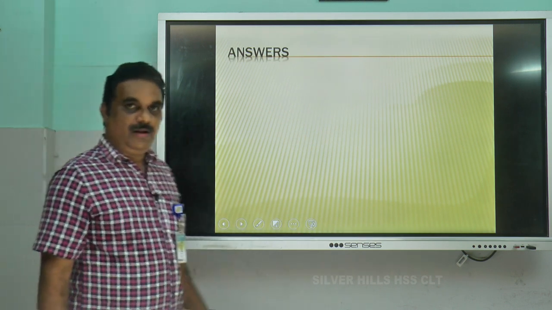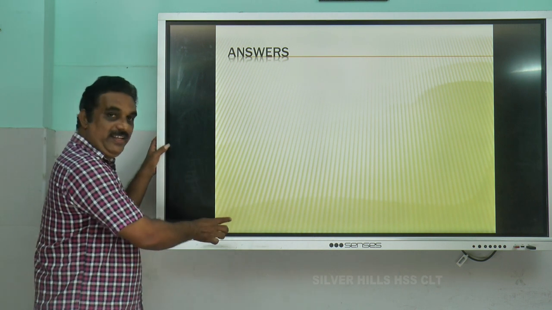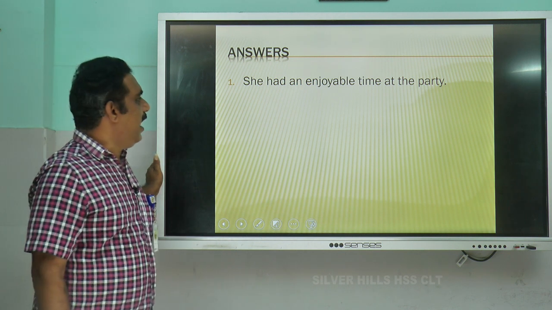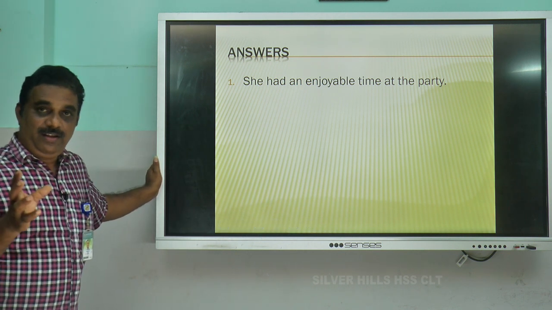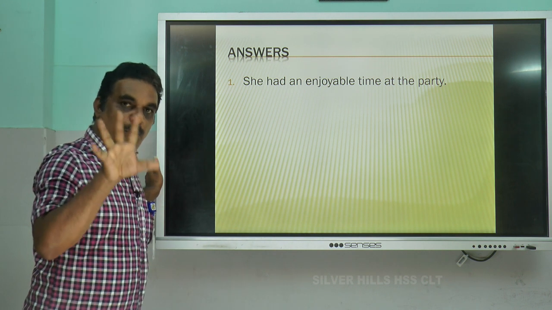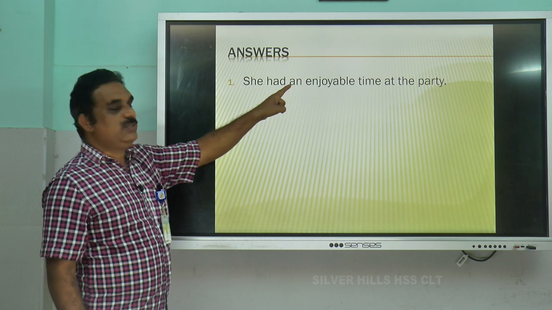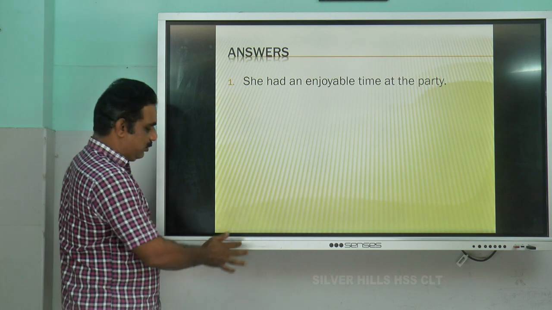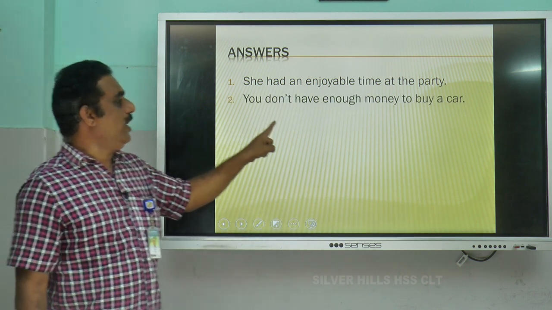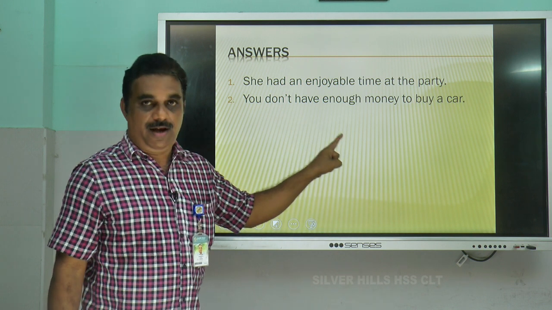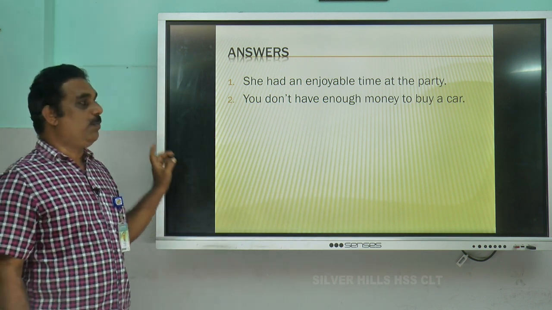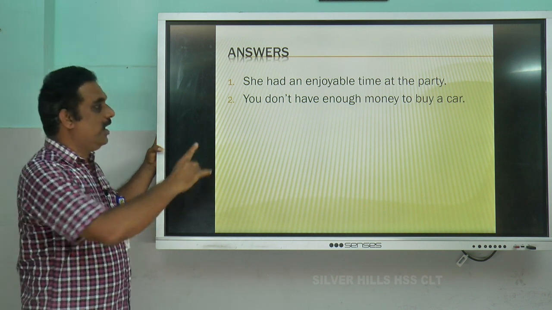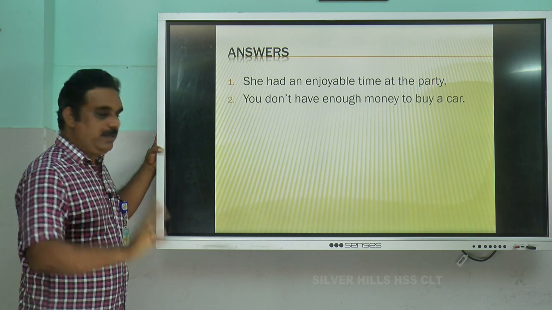Now the answers are there. Please check the answers and whether they are correct or not. First one, she had an enjoyable time at the party. When we arranged the words in the proper order, it is like this. So this is a sentence. Now, what is the answer to the next one? You don't have enough money to buy a car. That is given in the jumble order and you arranged it into the right order and you got a very clear, sensible sentence, right?